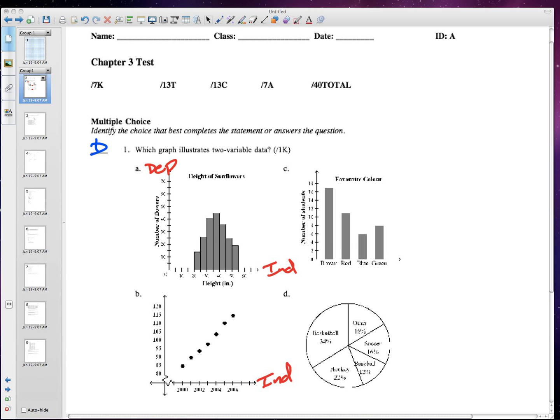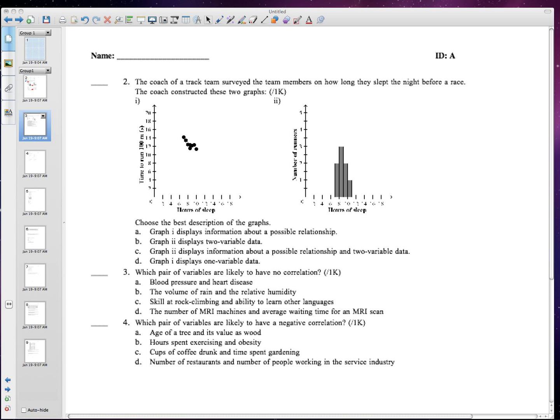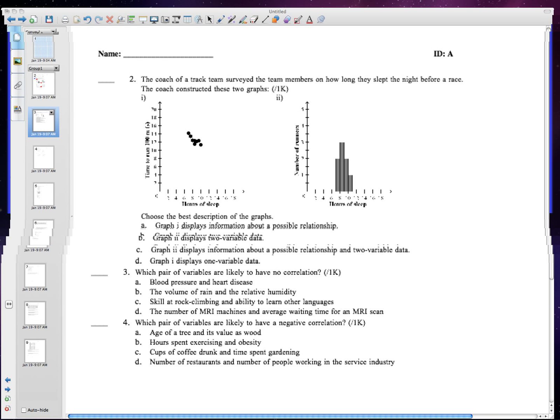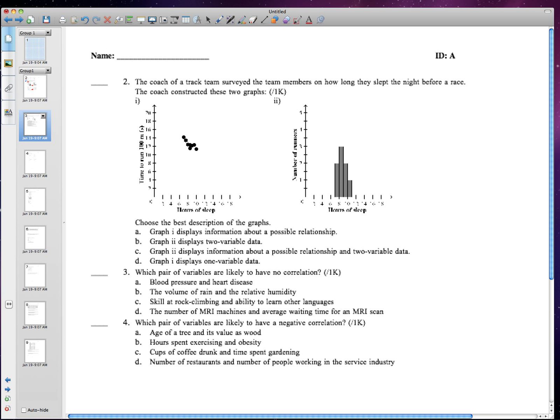Wow. The coach of a track team. Okay, so we're reading number 2. Coach of a track team surveyed the team members on how long they slept the night before a race. The coach constructed these 2 graphs. Choose the best description of the graph. That's what this one is referring to.